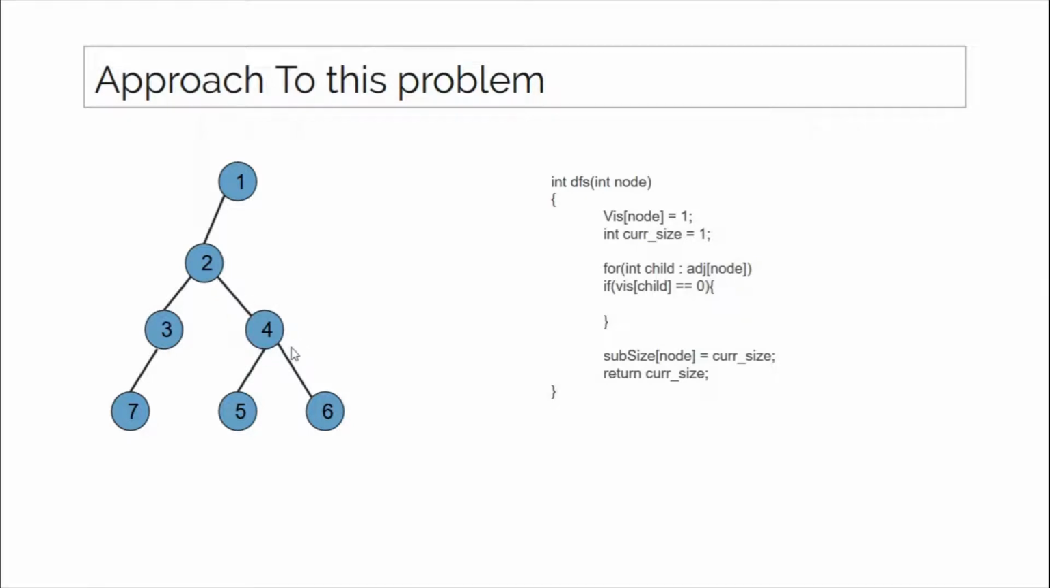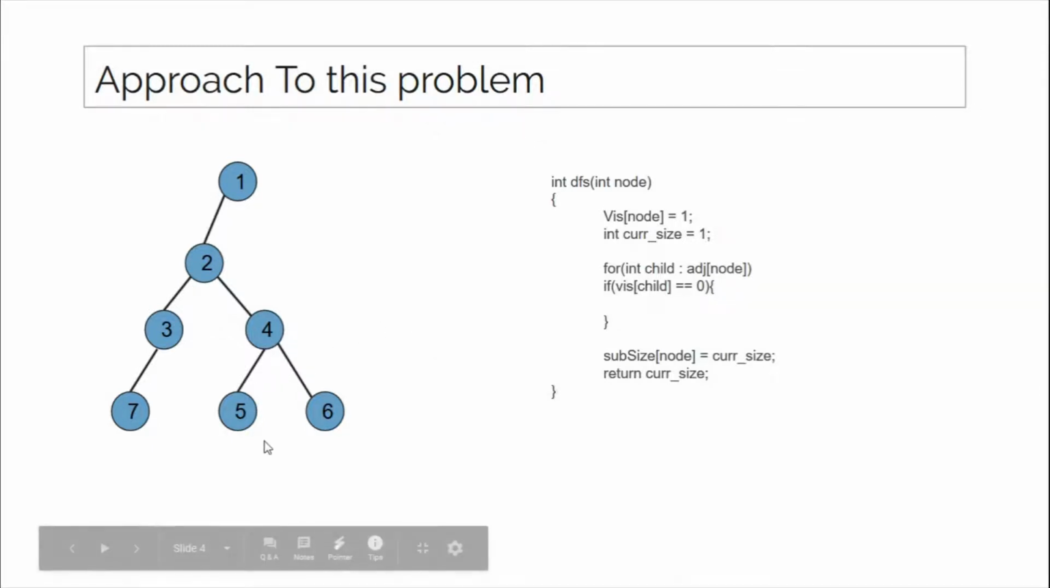So in the adjacency list of 4, there would be 2, 5 and 6, and if the node is already visited in its subtree, then for example 2, in the case of 4, then 2 must be its parent. So we would not make a DFS call to its parent but its child. So if the node is visited, then we would not make a DFS call to that. Otherwise, if the node is not visited, that means it must be in its subtree.